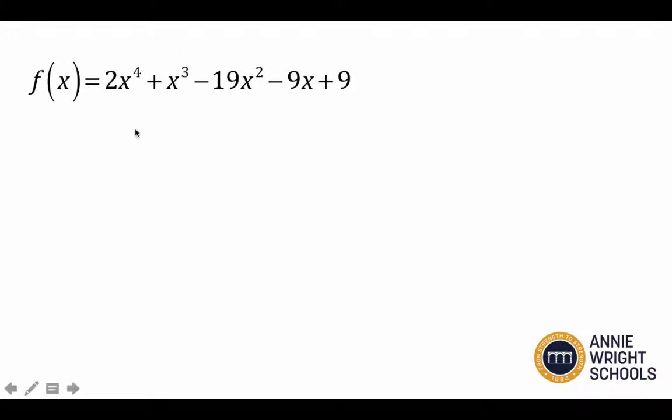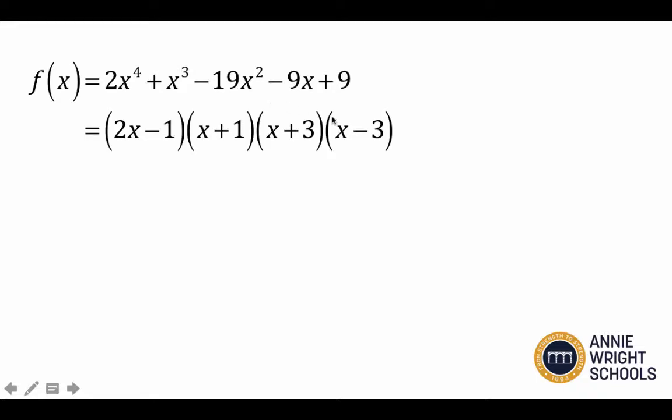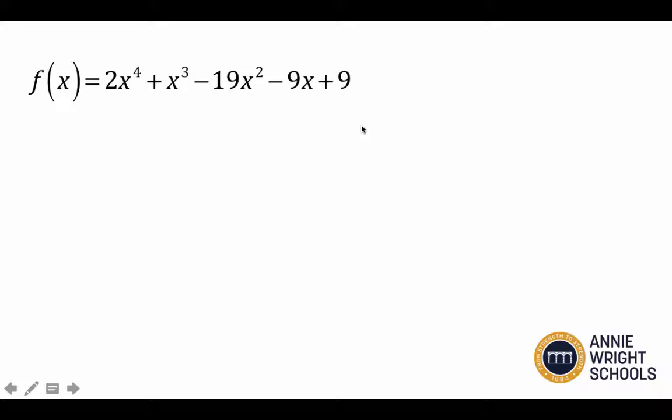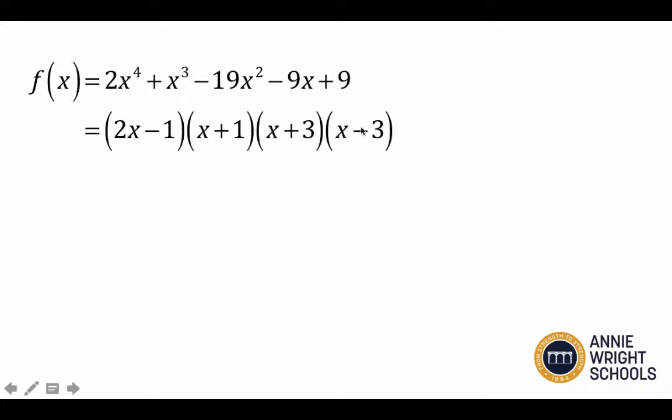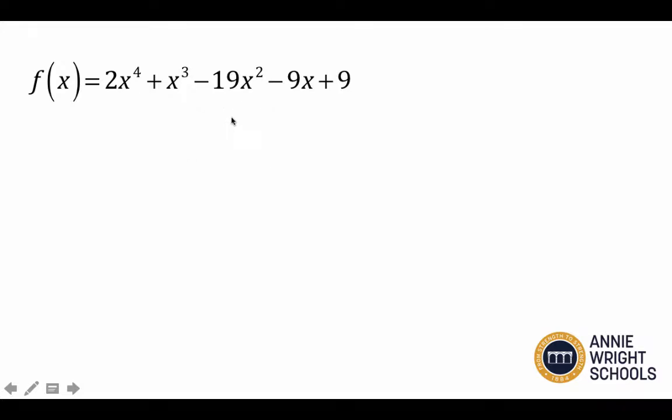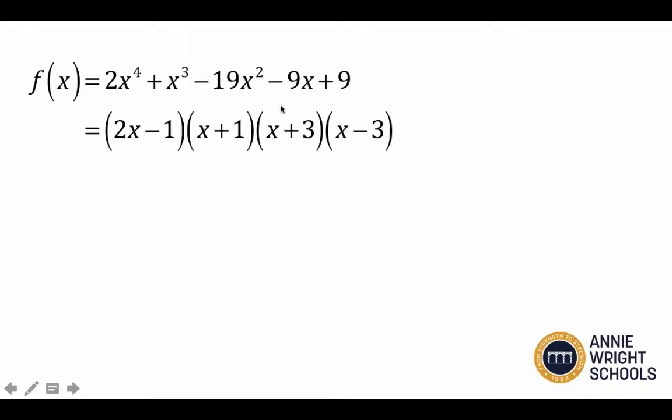So how do you take a polynomial that's not in factored form? 2x to the fourth plus x cubed minus 19x squared minus 9x plus 9. And how do we get it to this? And I'll tell you, I can't look at this polynomial and know this is true. But what I can do is I can figure out, because I know some more math than you, what I can check to see if works in factoring this polynomial.